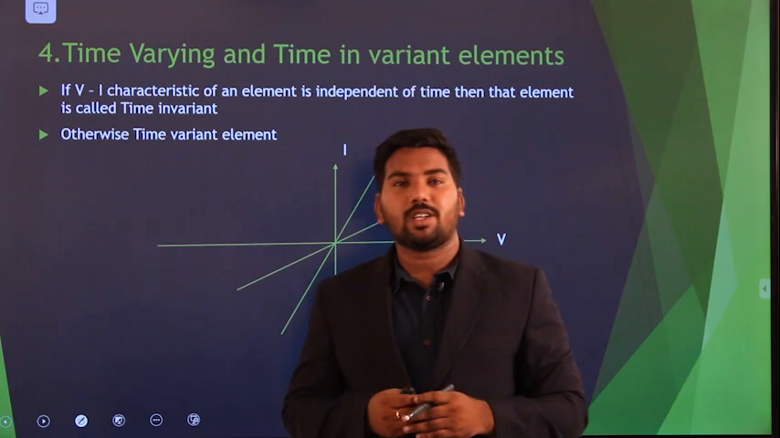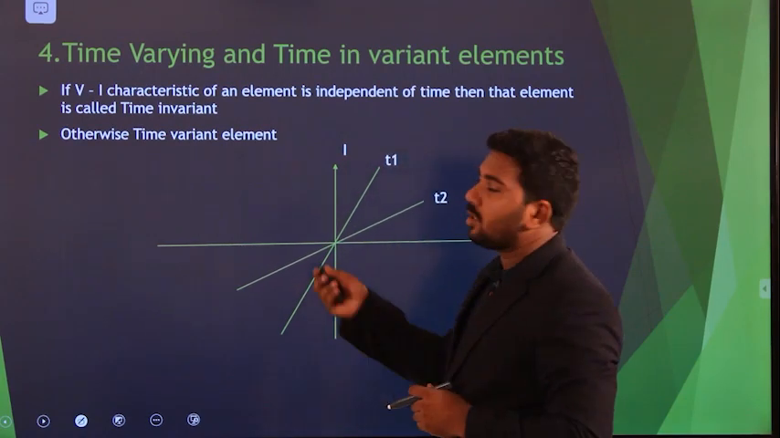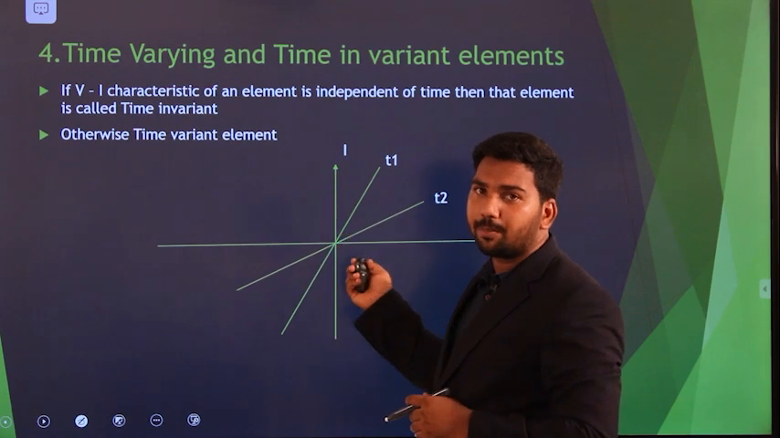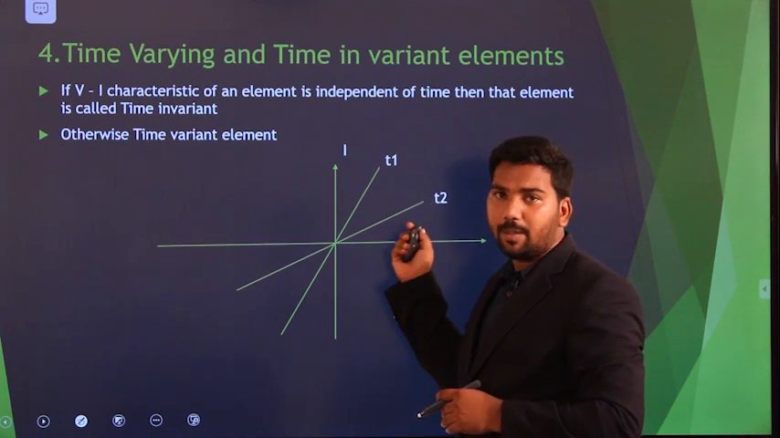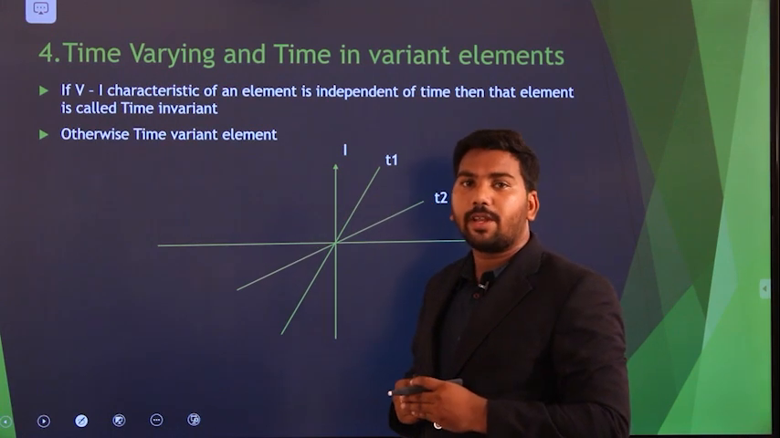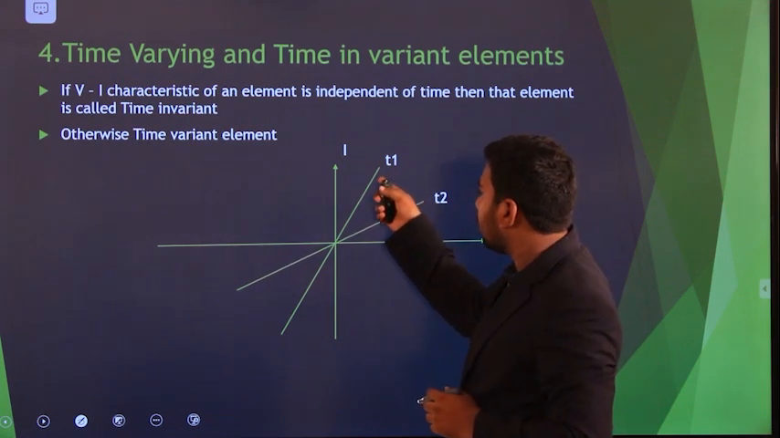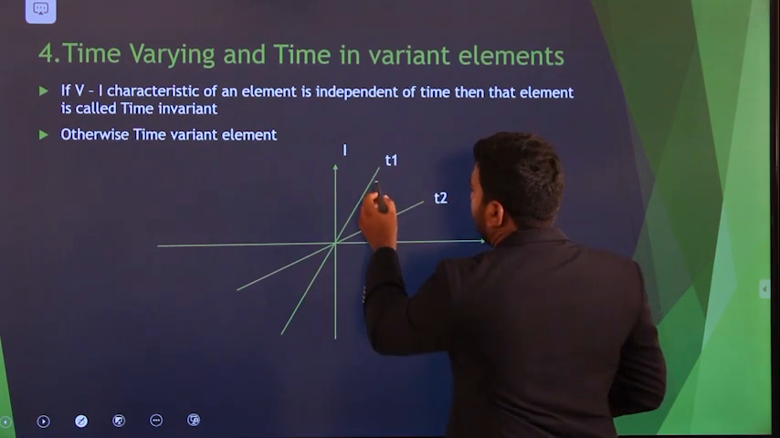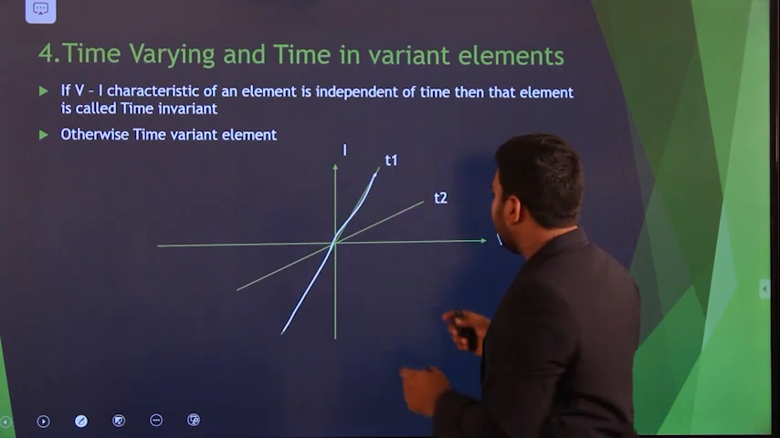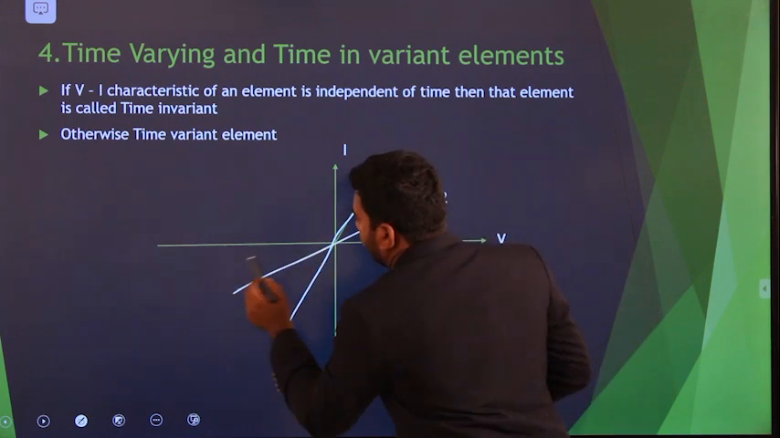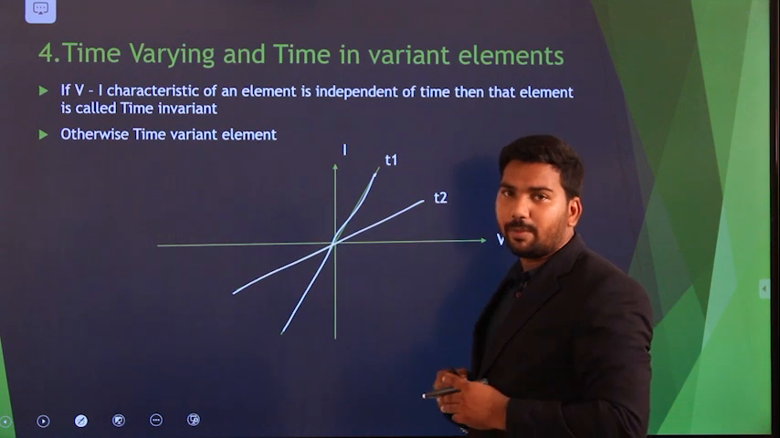Okay, the 4th category is time varying and time invariant elements. Now, if the IV plot of an element is independent of time, then that is called a time invariant element. Now if you see in the plot, for time t1, this is the IV plot. Now for some other time, the plot is changing like this. That means for different values of time, we are getting a different IV plot.